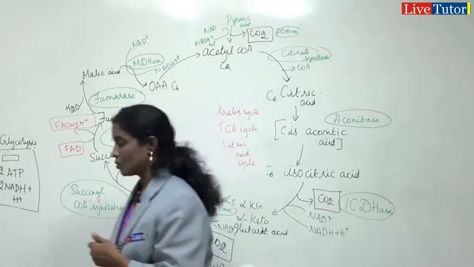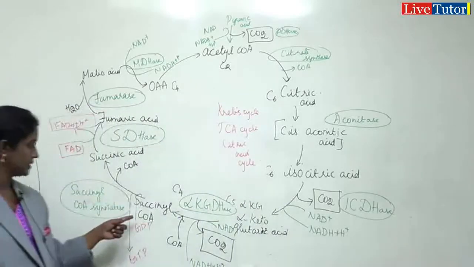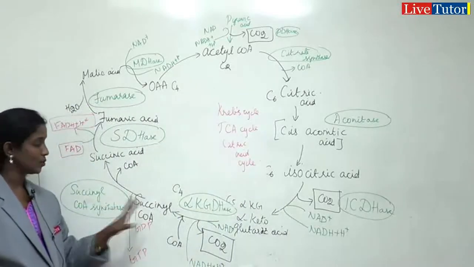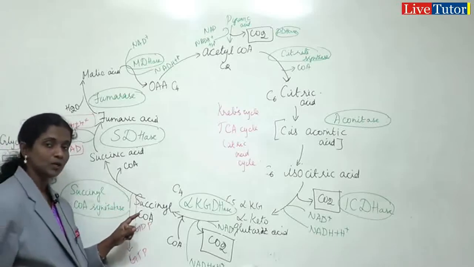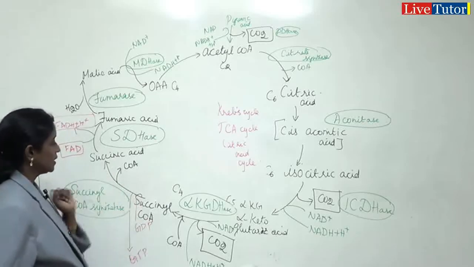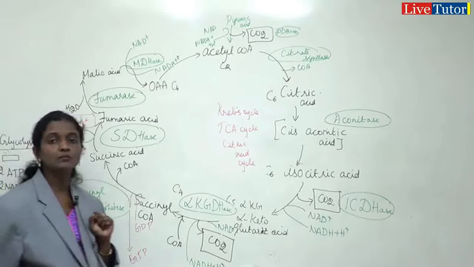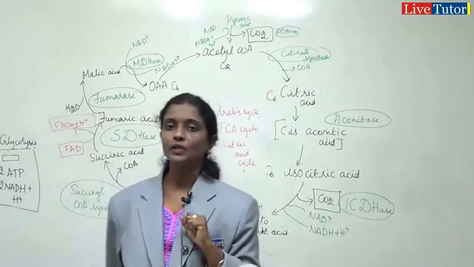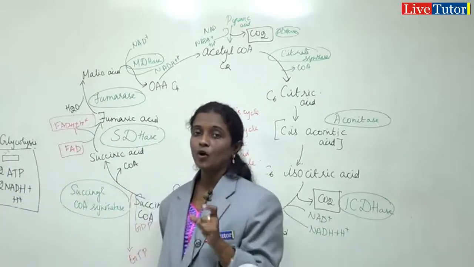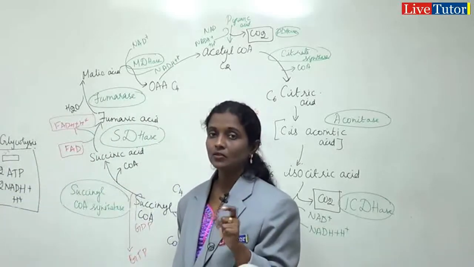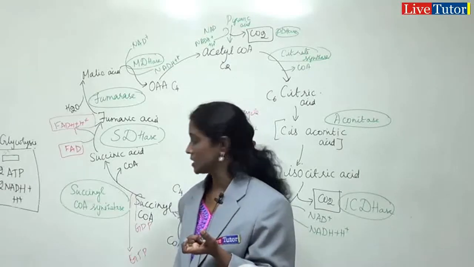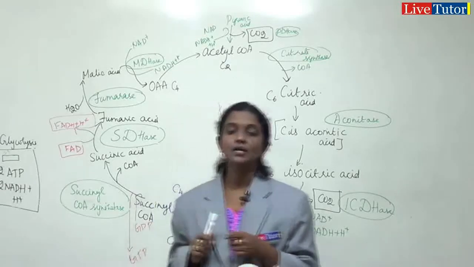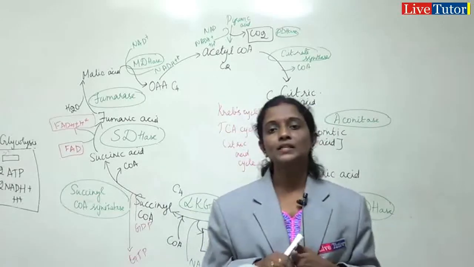In the same way, the CoA got added here and it became succinyl-CoA. Now hereafter it is going to be only C4 carbon. After removing CoA, it becomes succinic acid. Meanwhile, you have to keep in mind there is a formation of ATP. Not directly, indirect formation of ATP takes place because GTP is formed here by the enzyme succinyl-CoA synthetase.